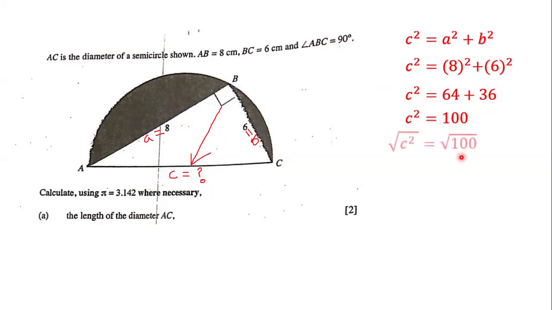Next, we are going to take the square root of both sides, and then we cancel this with this. So we get that C is equal to the square root of 100. Now, what is the square root of 100? Well, the square root of 100 is 10, so C is equal to 10. So that means that AC, this length AC, is 10 centimeters, and that's what we have here. AC is going to be equal to 10 centimeters. That's the length of the diameter.